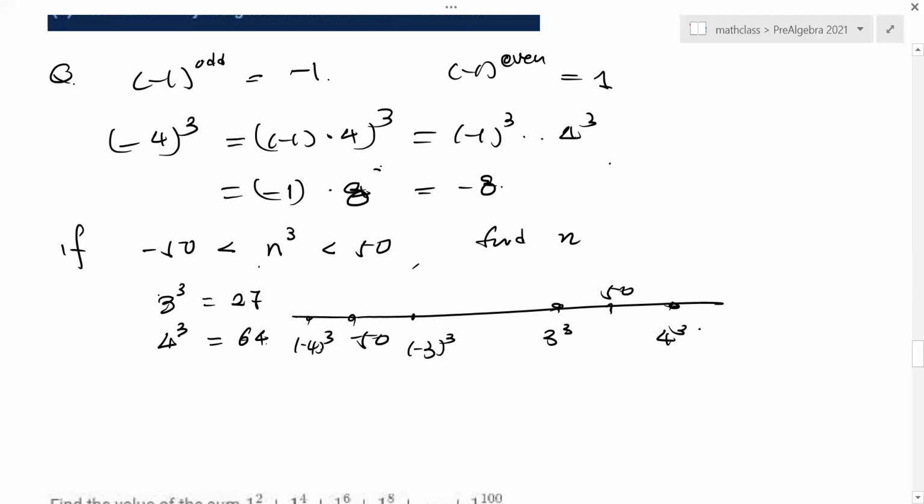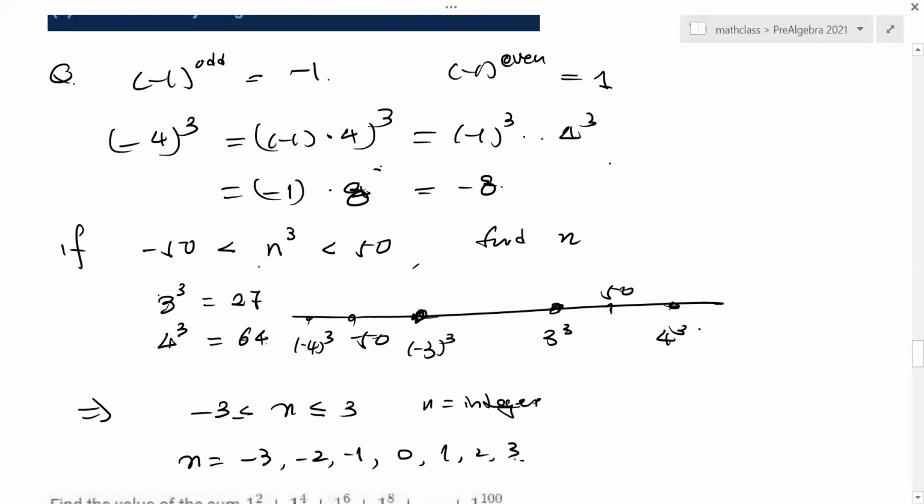So we're looking for n. From this picture, it's clear that n should be less than or equal to 3 and greater than or equal to negative 3. In other words, n is an integer, so n should be equal to negative 3, negative 2, negative 1, 0, 1, 2, 3. That is the answer. How many integers? Just count, 7.